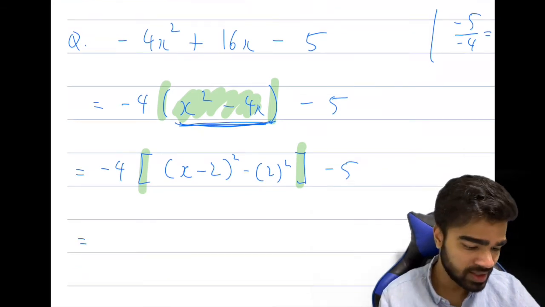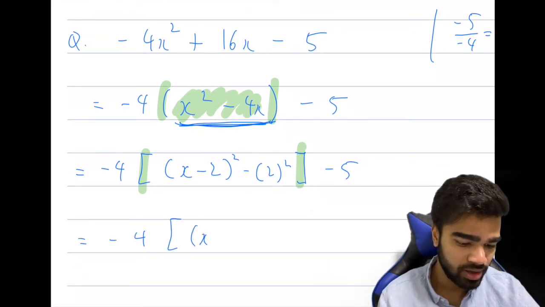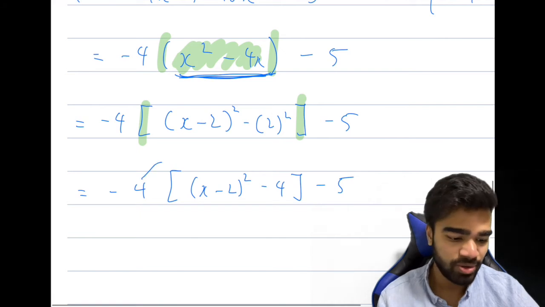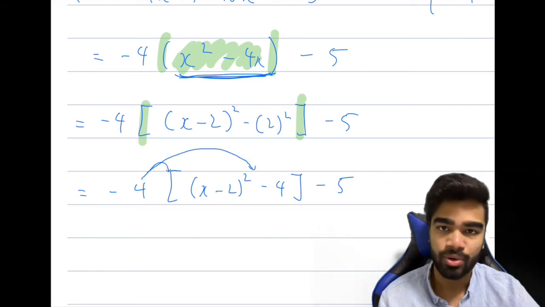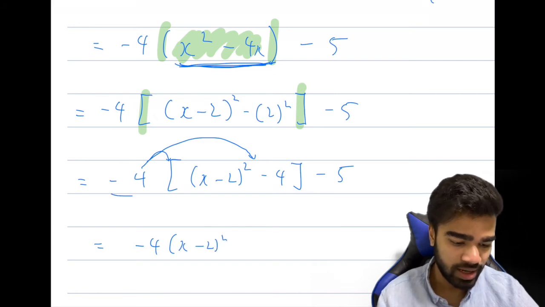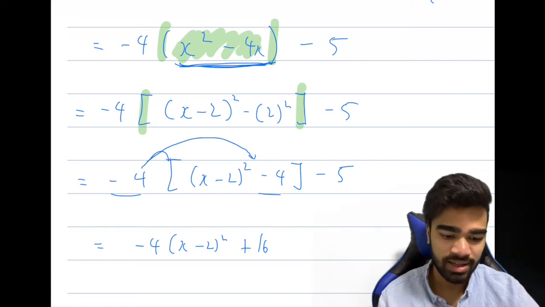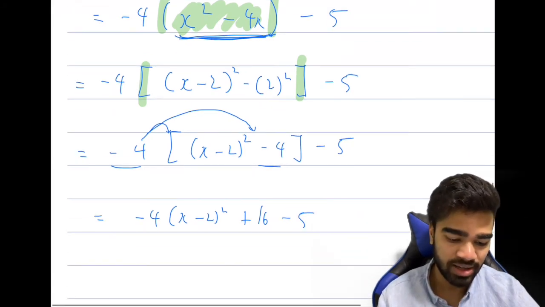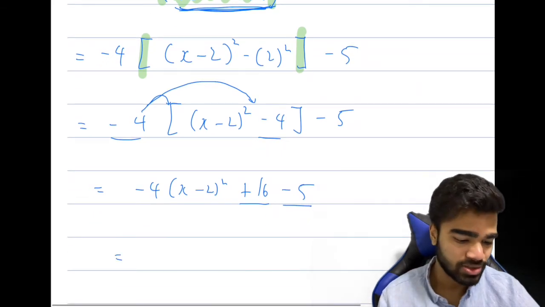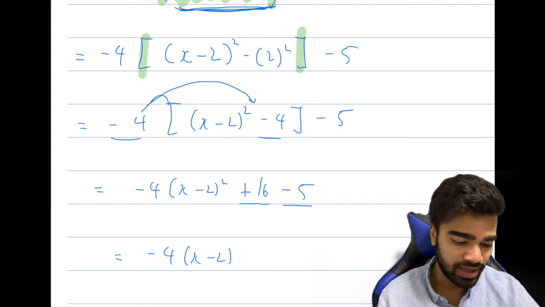All right, let's simplify this. So you have negative 4, x minus 2 squared minus 4, like so, minus 5. Now we're going to do the same thing as we did before and expand the negative 4 in, right? So you're going to get negative 4 x minus 2 squared, and then negative 4 times negative 4 is positive 16. And then because we expanded, we can get rid of the square brackets and then just bring the 5 down here. And what do you notice? Well, we can add the 16 and the negative 5 together. So what you're left with is negative 4 x minus 2 squared plus 11, like so.